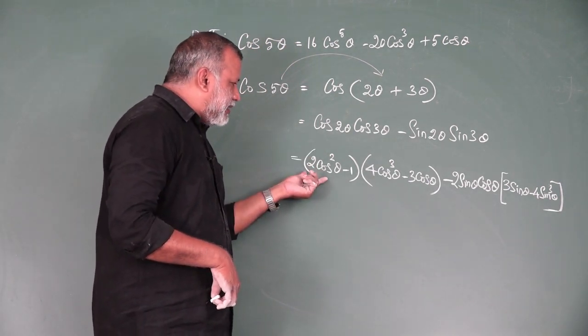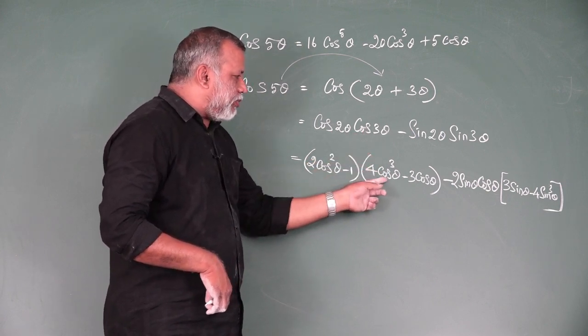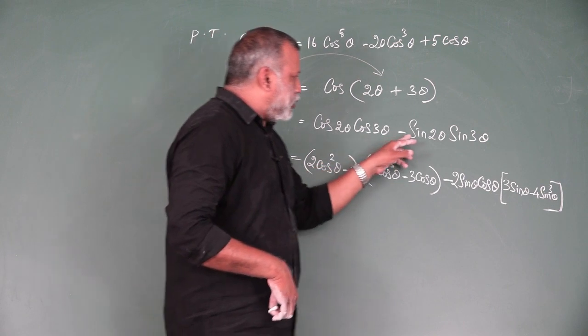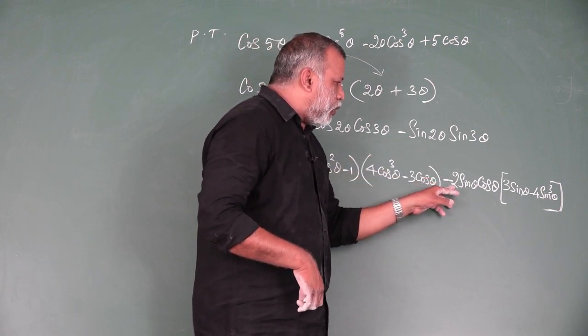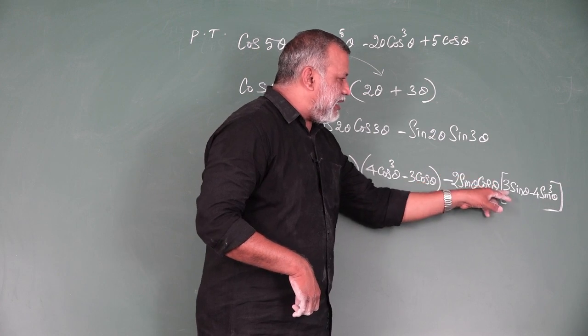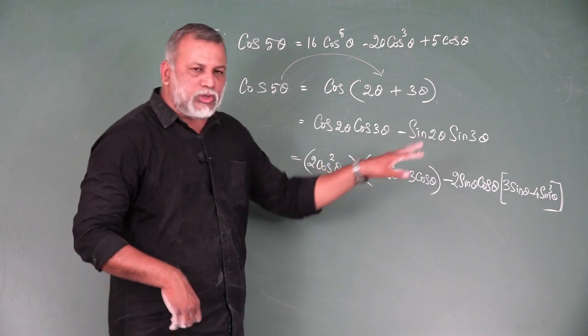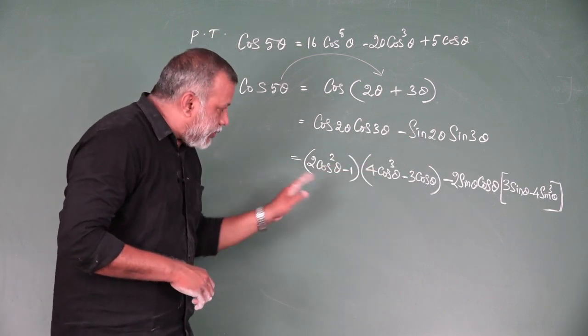Cos 2 theta can be simplified as 2 cos square theta minus 1. Again, cos 3 theta is 4 cos cube minus 3 cos. Again, sin 2 theta can be written as 2 sin theta cos theta. Again, sin 3 theta can be written as 3 sin theta minus 4 sin cube theta. After that, work out the multiplication. You have to work out these multiplications.